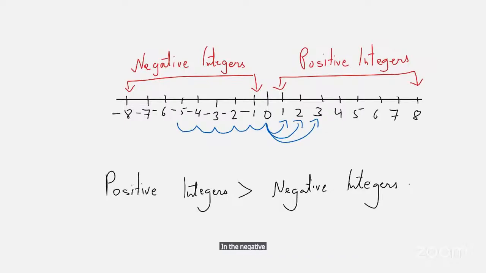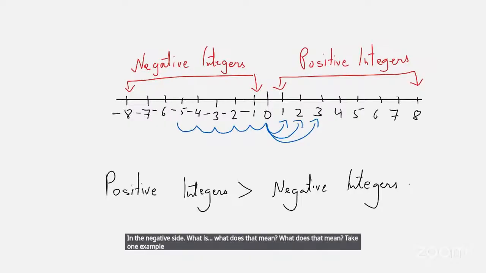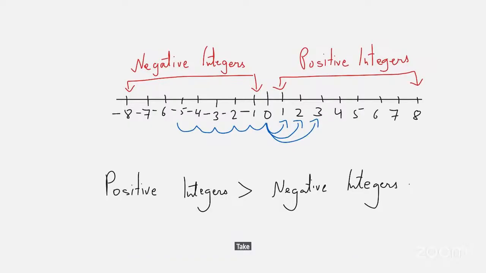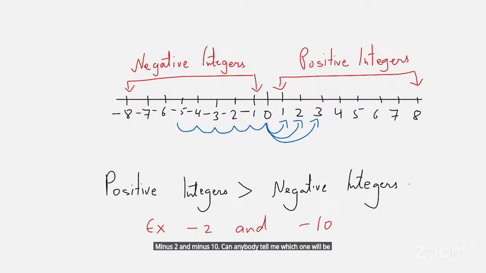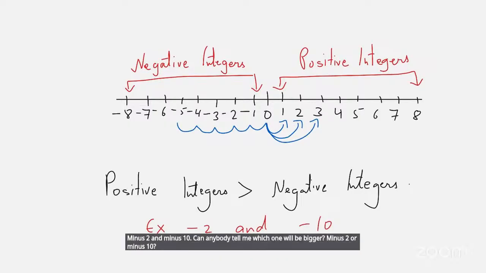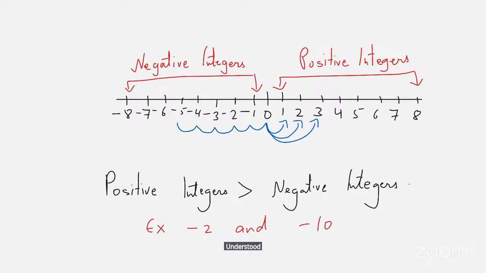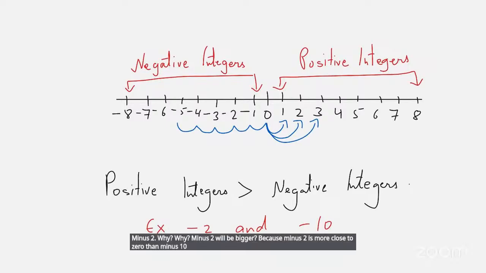What does that mean? Take one example. I have two numbers, -2 and -10. Can anybody tell me which one will be bigger, -2 or -10? -2. Why will -2 be bigger? Because -2 is closer to 0 than -10.